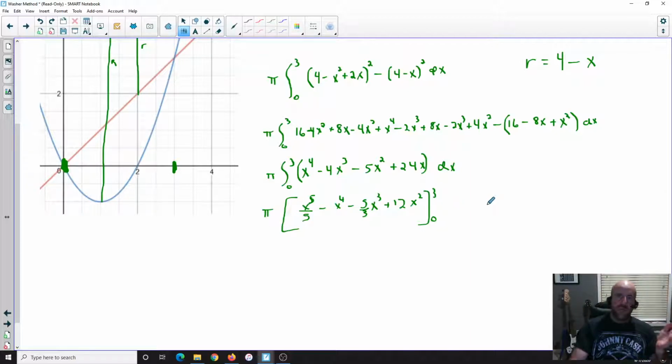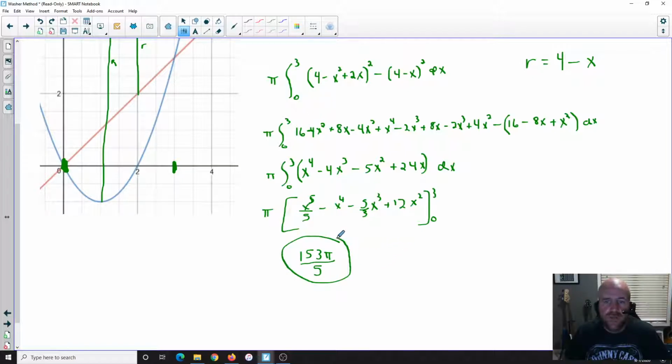So now if you plug the 3 in, you're going to get an answer. Subtract, plug the 0 in. That all cancels out because all the terms have an x in them. So if you plug 3 in, multiply it by pi at the end, you should get 153 pi over 5. So that should be your answer there.